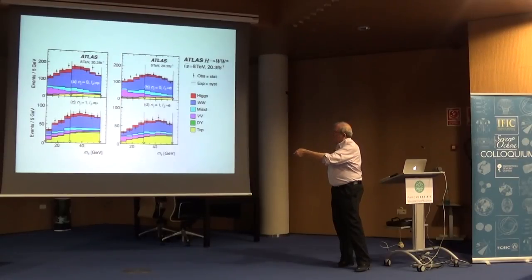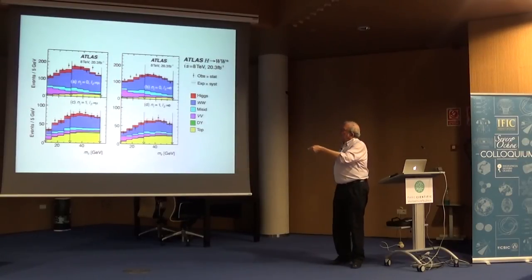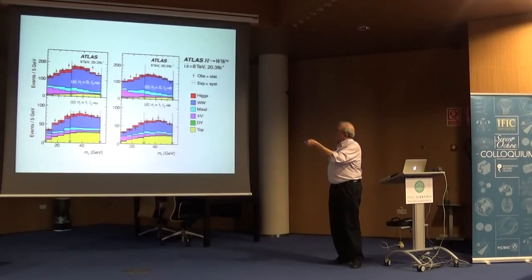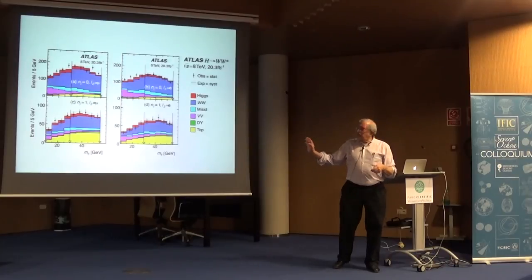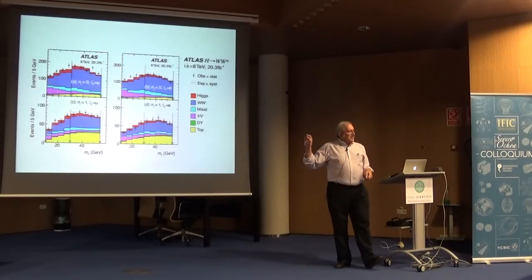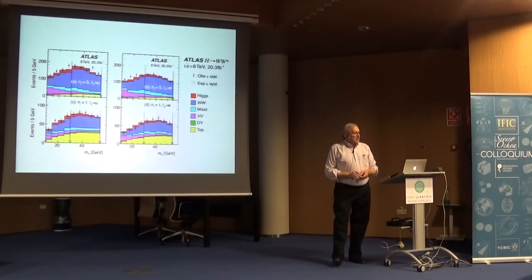The variable here is the mass of the two lepton system, for which a small value slightly favors Higgs-like. The blue areas are the background from direct WW production, and the little red sliver is the signal that you're looking for. And as you see from the slide, that signal is actually there. It's statistically significant.